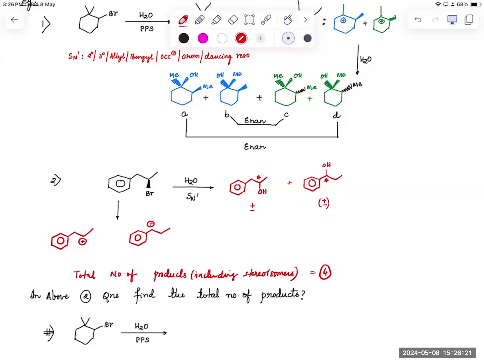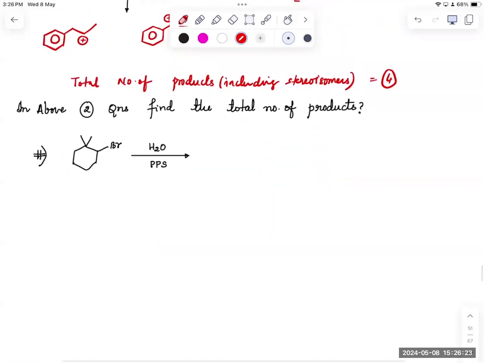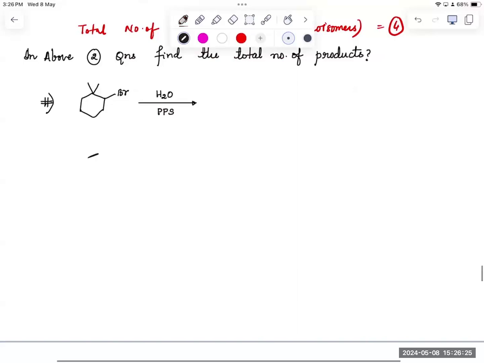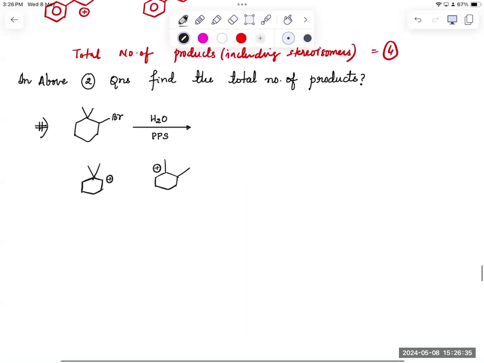Done. Let's see what products we are getting. So first, we will get the carbocations, right? Let us write all the carbocations possible. This is the first carbocation. After shifting, this is the second carbocation, right?